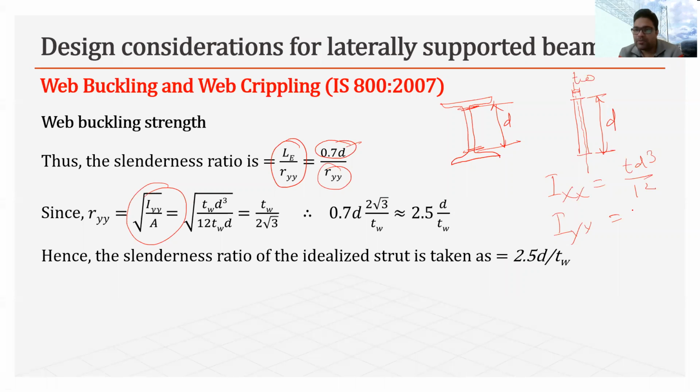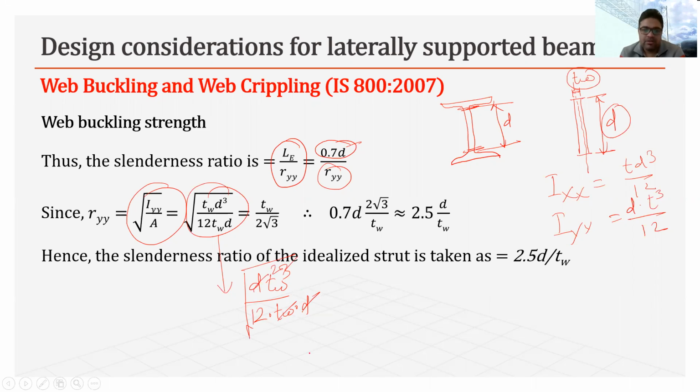Similarly, if we need to find out Iyy, it will be the opposite. So Iyy will be D T cube by 12. Sorry, I have written it wrong here. This will be D into TW cube upon 12 into area. What will be the area? Area of web will be TW multiplied by D. So TW into D, and this will be under the whole square root. So TW will cross and D will cut from here. So ultimately the value will be TW by 2 root 3.